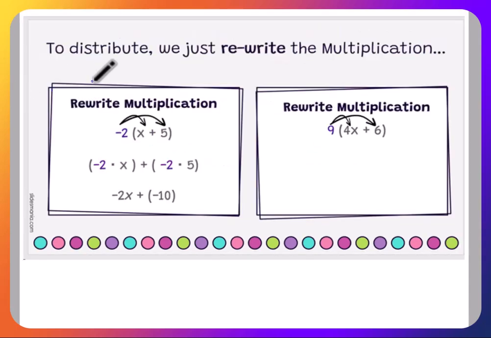So to distribute, all we have to do is rewrite the multiplication. If we have negative 2 groups of x plus 5, then we're distributing the negative 2 to each term inside the parentheses, and distribute means to multiply. So it goes into negative 2 times x, because that's the first term. Plus is the operation. The second term is a 5. Negative 2 times 5. Negative 2 times x is negative 2x plus negative 2 times 5 is negative 10. That's the distributive property. That's rewriting it.